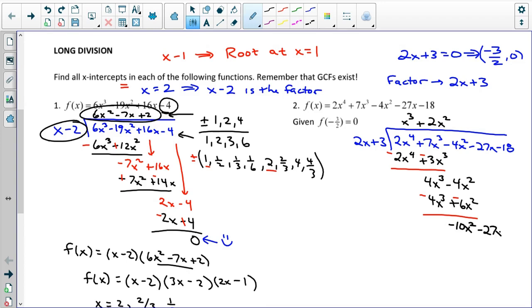I pull down a 27x. Notice that I need to multiply by negative 5x, because negative 5x times 2x gives me negative 10x squared, and then I get minus 15x. I'm going to subtract these. So procedurally, I can change the signs. This becomes negative 12x minus 18.